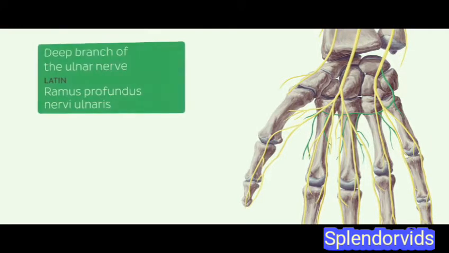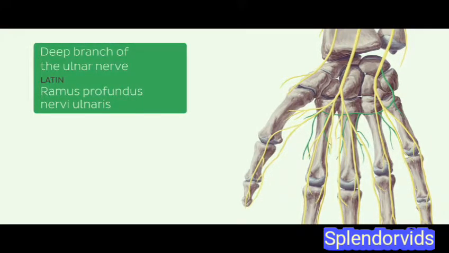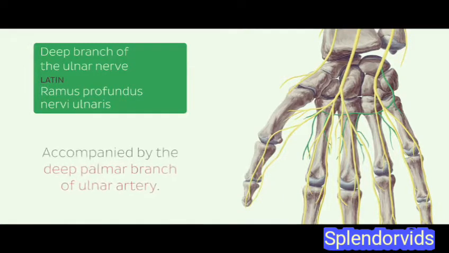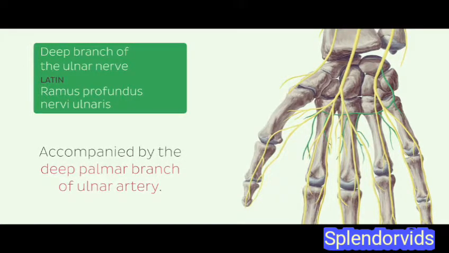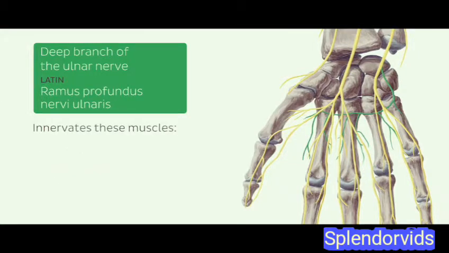There is also this one that you see here highlighted in green. This is known as the deep branch of the ulnar nerve. The deep branch of the ulnar nerve is a terminal, primarily motor branch of the ulnar nerve. It is found next to the deep palmar branch of the ulnar artery. Now there is a list of muscles that will be innervated by the deep branch of the ulnar nerve, and these include the hypothenar muscles.